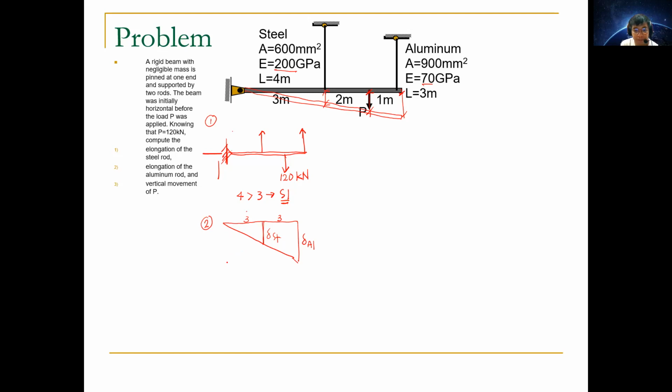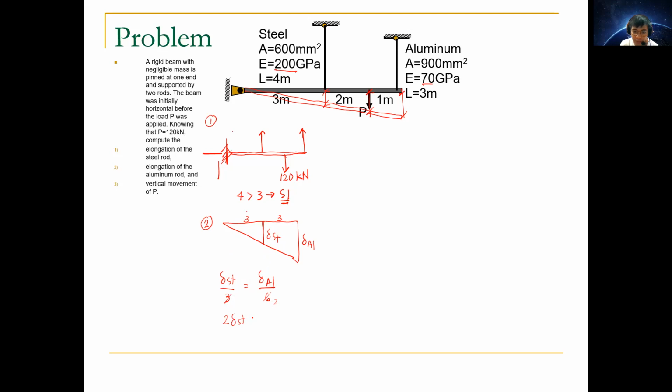So if you're going to write the ratio and proportion, we have here the deflection of the steel divided by 3 is equal to the deflection of the aluminum over 6. If you try to simplify the equation, 3 and 3, then this one is 2. So this would give us 2.